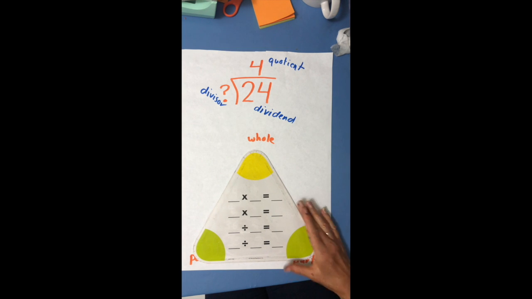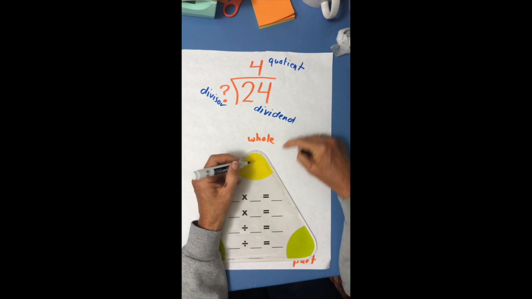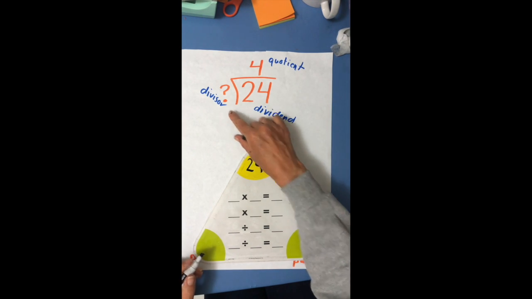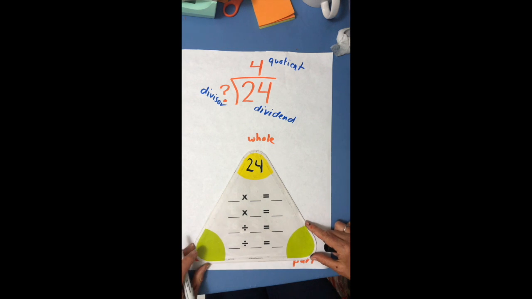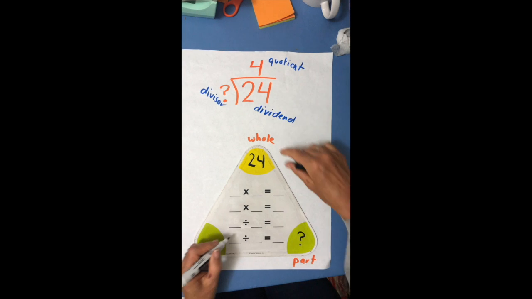We know dividend always comes first, so I know that's the biggest number. So I'm going to put that here. So the dividend would be 24. And then the divisor, I don't know. It doesn't matter where I put that. Maybe I'll put it here. And then the quotient is 4.